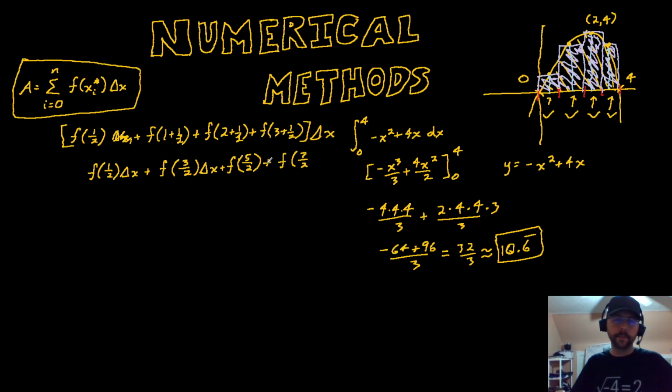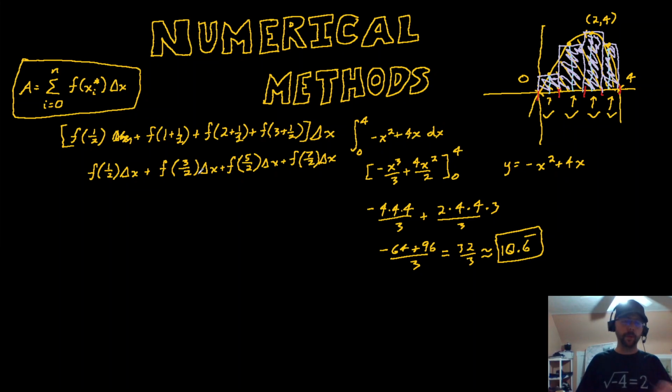Times delta x plus f of 7/2 times delta x. And so you can see here these x values increment regularly, and every time you do the same thing, and then you just add it to what you had previously and build a total. Basically that's what we're going to do.